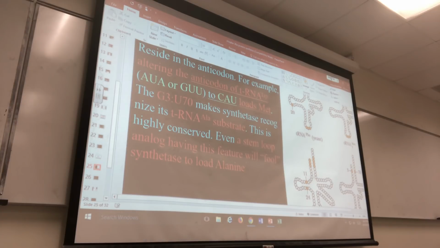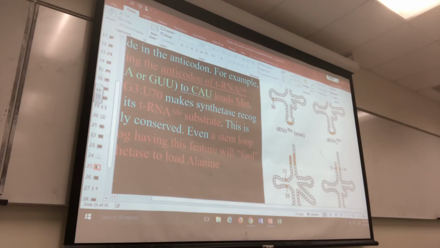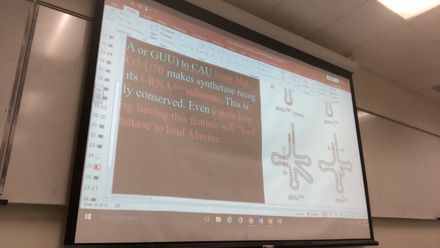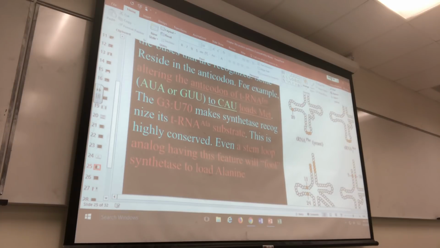Basically what you see over here is that we've done experiments where we take a completely unrelated tRNA, maybe one that has an anticodon that isn't supposed to be for alanine when you go look at the table. We take that tRNA and we modify just base number 3 and base number 70, and we've tricked the synthetase into loading alanine onto that tRNA, even though it's not supposed to go there when you only look at the rules on the codon table. So that's all that info is listed here. If you want to look at that, you can get more details there.